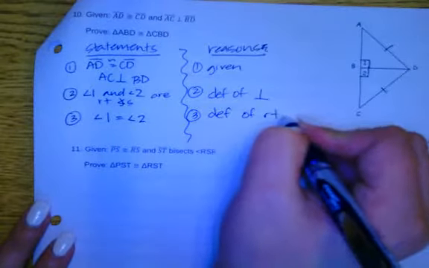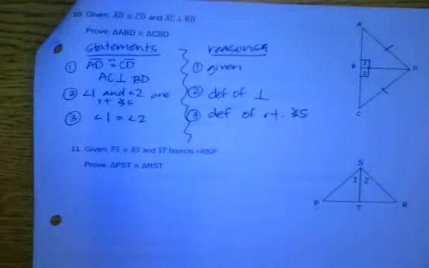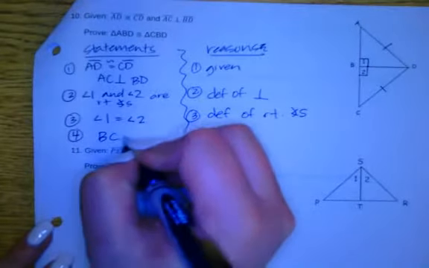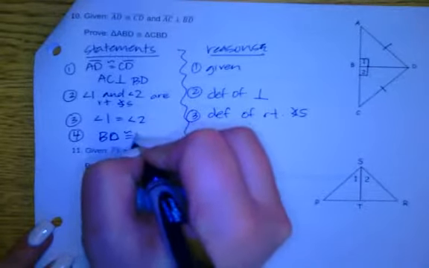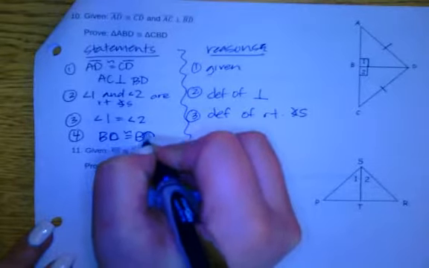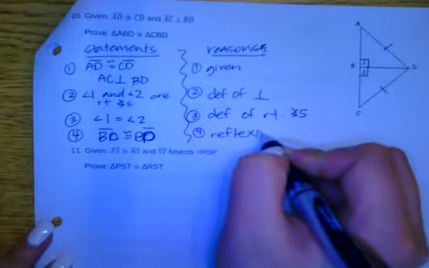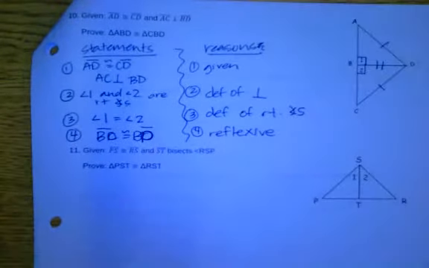Okay, what else do we know? BD is congruent to BD, and why is that? Oops. Oh my gosh, I did it twice. Okay. What do we have so far? Not side angle side, because is that angle sandwiched? Is it HL?